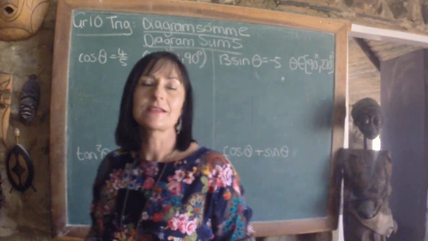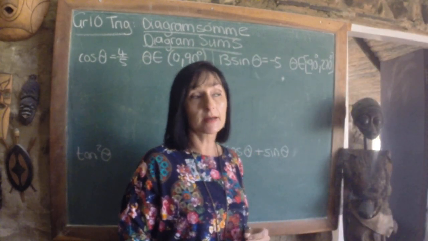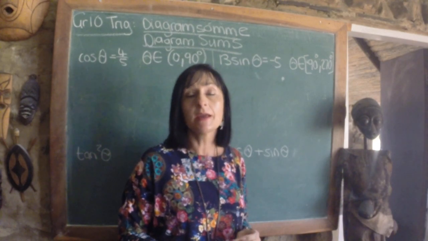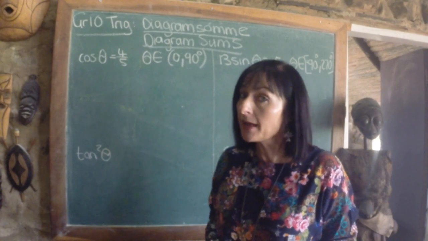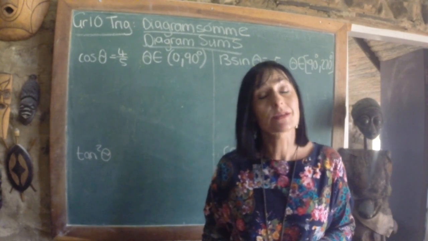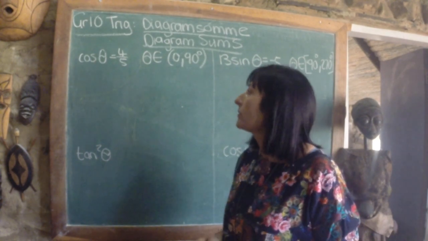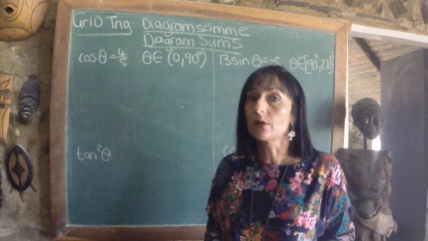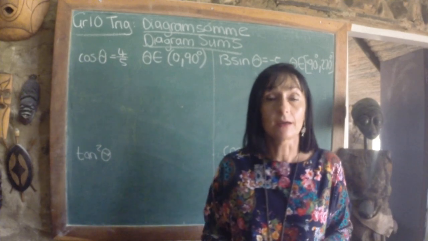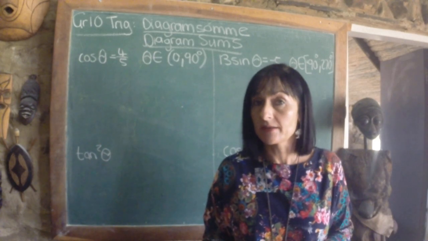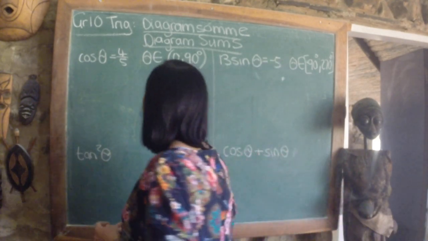Goeiemôre graad 10's. Vanmôre is ons terug by Kartesiese vlak trigonometrie. So I'm going to show you how to do sums without a calculator by means of a diagram. Ons gaan triegsomme doen sonder 'n sakrekenaar op 'n Kartesiese vlak met die hulp van 'n diagram. No calculators allowed. Geen sakrekenaars.